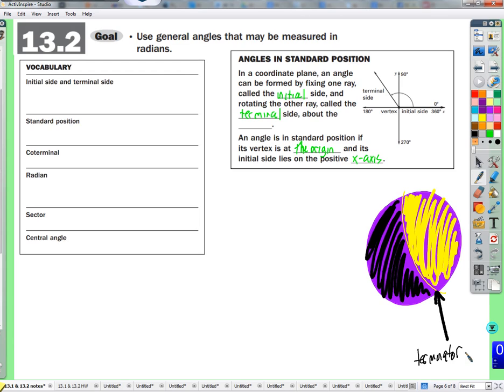Initial side and terminal side. We fill out the vocabulary. Initial side is where the angle starts and the terminal side is where the angle ends. Standard position. What constitutes an angle in standard position? The vertex is at the origin, and you put the initial side on the x-axis, the positive x-axis.